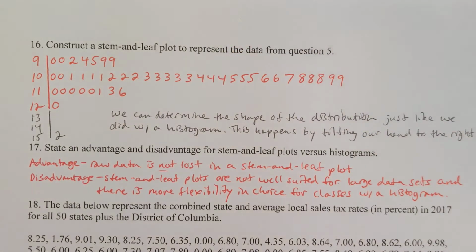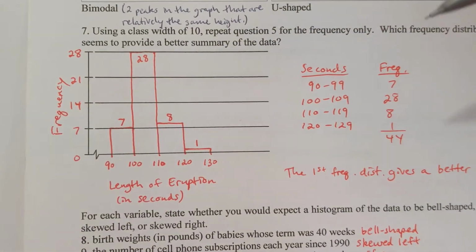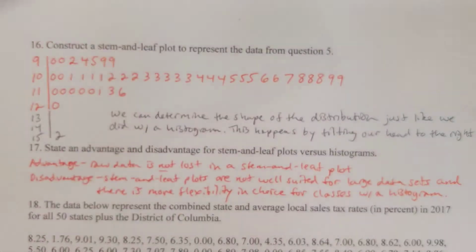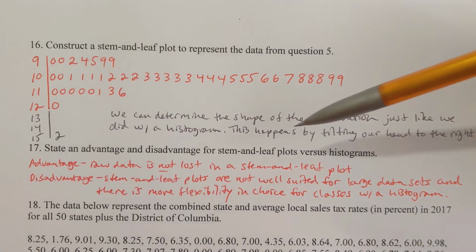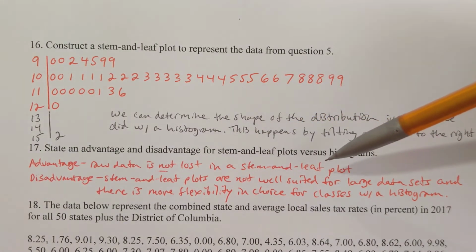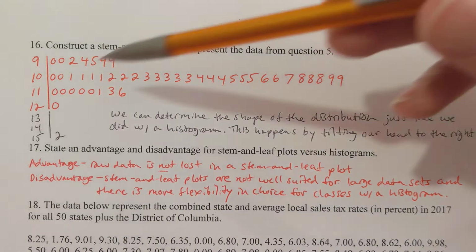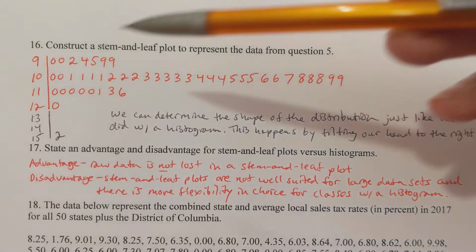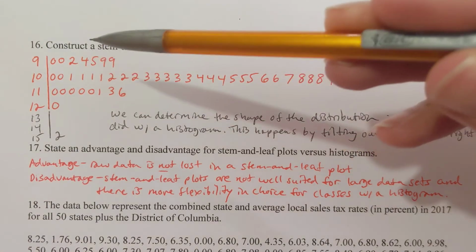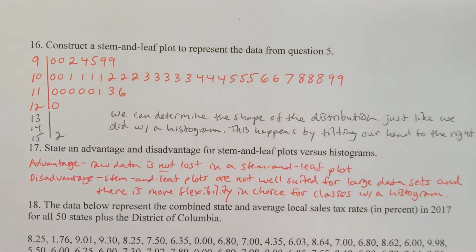Now, problem 17: state an advantage and a disadvantage for stem and leaf plots versus histograms. So what is an advantage of the stem and leaf plot that we just made versus a histogram, which would be a similar histogram here? An advantage for stem and leaf plots versus histograms is that the raw data is not lost in a stem and leaf plot. When I create the stem and leaf plot, I can see all the numbers. There are 2 90s, a 92, a 94, a 95, 2 99s, etc.